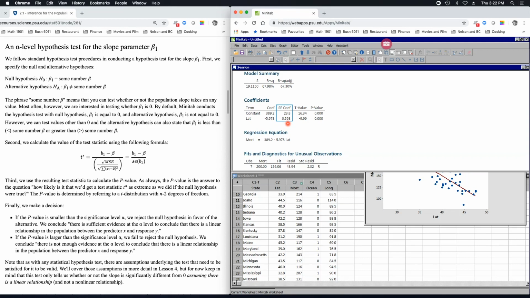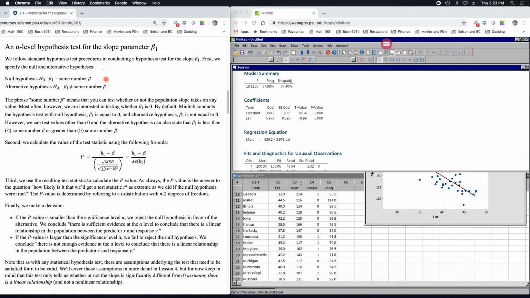The key statistic for testing the slope parameter is the ratio of the coefficient and the standard error of the coefficient. So the formula looks like this. B1 is our coefficient estimate, our estimate of beta 1. And then SE of B1 is the standard error of our coefficient estimate. And in the formula here, in the numerator, we're subtracting beta. So what does that mean?